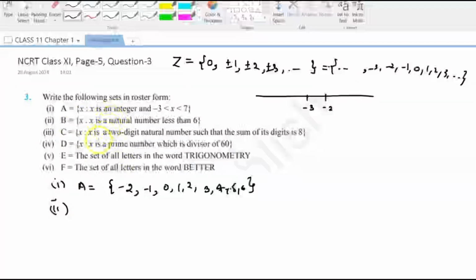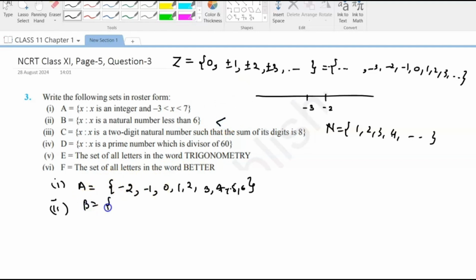B is equal to x such that x is a natural number less than 6. So N is what? 1, 2, 3, 4 and so on. Less than means this sign. Okay. So let's write B. 1, 2, 3, 4, 5. Now 6 is not less than 6. Students sometimes make mistakes in this part. So that's why I'm repeating this thing. 6 is not less than 6, so we will not include 6.